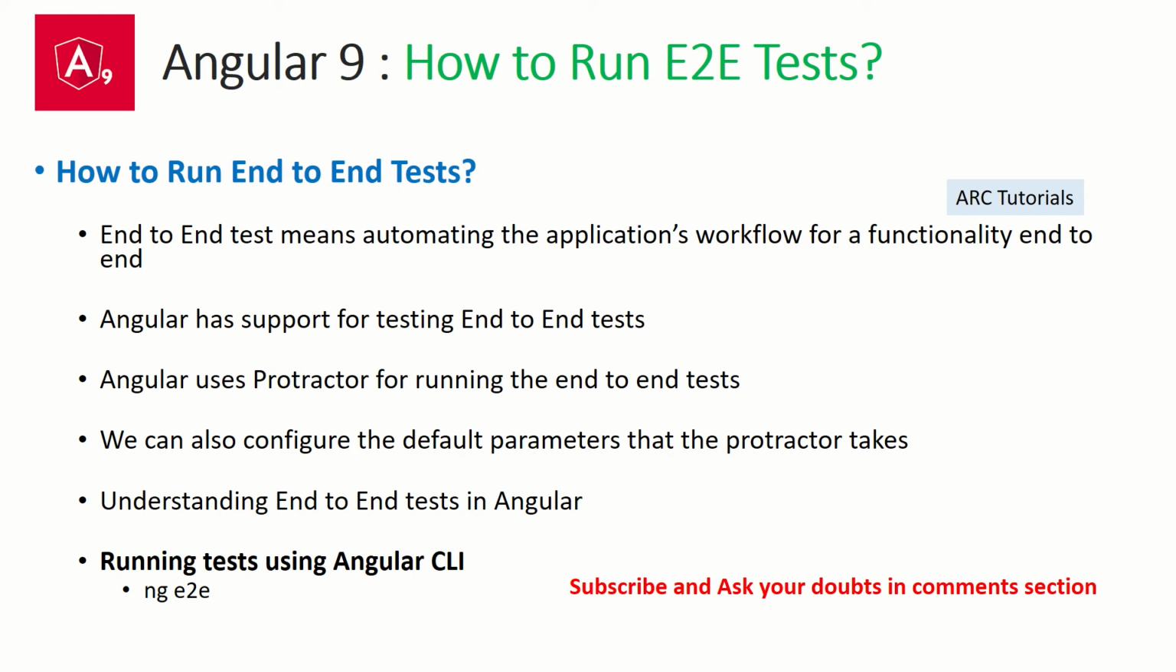Angular has beautiful support for testing end-to-end use cases. Angular uses Protractor, which is written on top of Selenium WebDriver, for executing the end-to-end scripts. Protractor comes with a lot of default mechanisms, which we can customize depending upon the kind of use cases we are looking at. Today we will learn a few of them, but it's up to us to configure the test execution environment the way we want. To run end-to-end tests in Angular, we run a command on Angular CLI, which is ng e2e. When we run this command, it will execute the end-to-end tests.